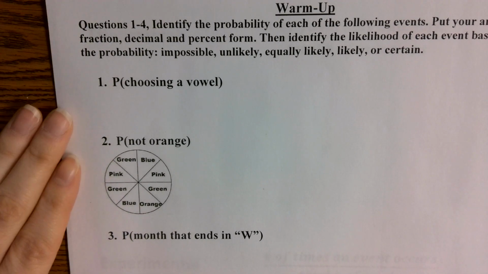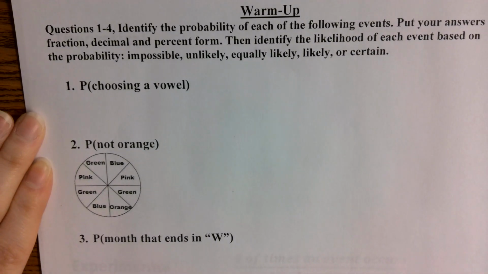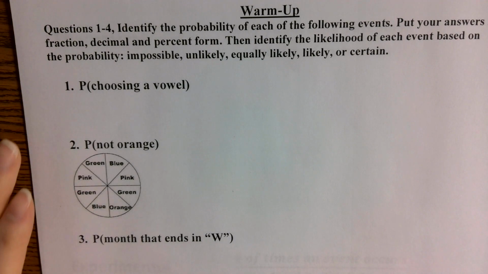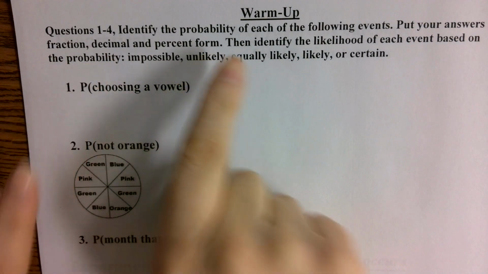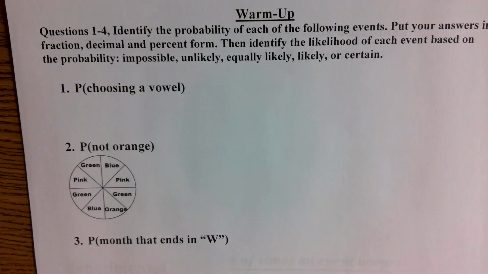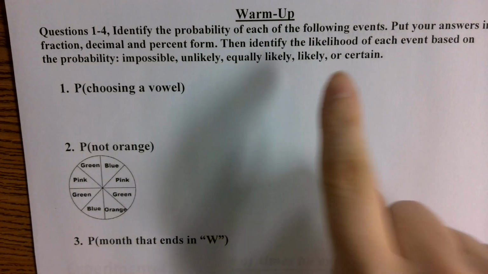Okay, for problem number 1, we want to know what's the probability of choosing a vowel. So we want to go ahead and put our answers in fraction, decimal, and percent form, and then we want to identify the likelihood statement. So is it impossible, unlikely, equally likely, likely, or certain?